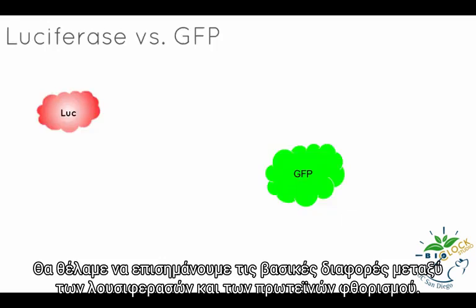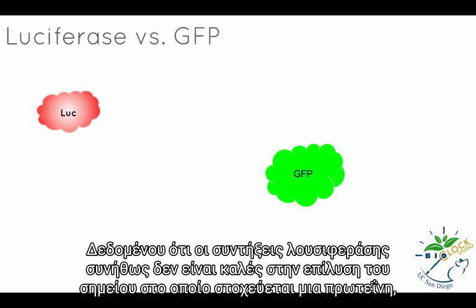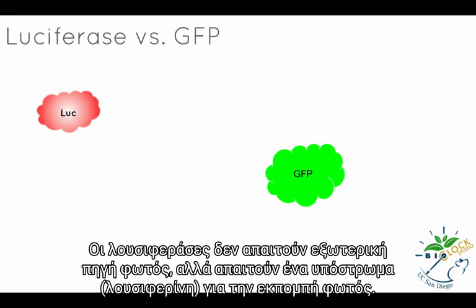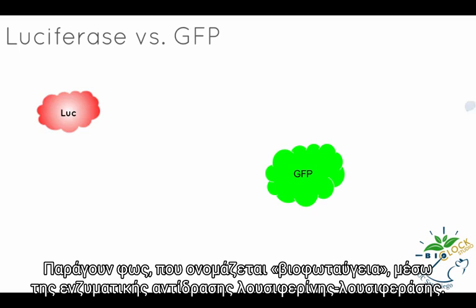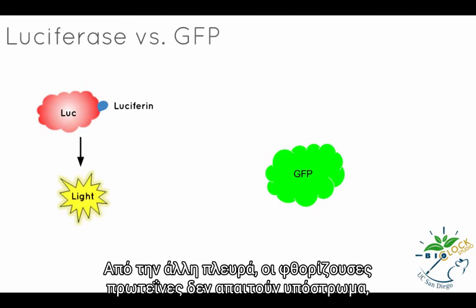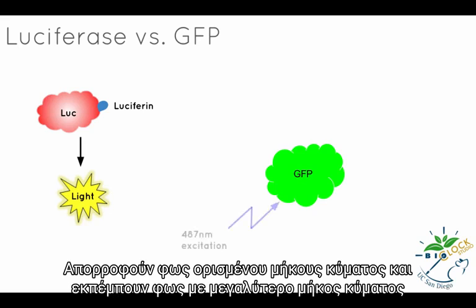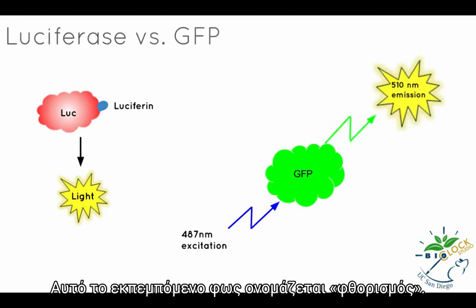We would like to point out the key differences between luciferases and fluorescent proteins, as luciferase fusions are usually not good at resolving where within a cell a protein is targeted. For this, a different kind of reporter, or a fluorescent reporter, is used. Luciferases do not require an external light source, but require a substrate, luciferin, to emit light. They generate light called bioluminescence through the enzymatic luciferin-luciferase reaction. On the other hand, fluorescent proteins do not require a substrate, but require an external light source to emit light. They absorb light of a certain wavelength and emit light with a longer wavelength. This emitted light is called fluorescence.